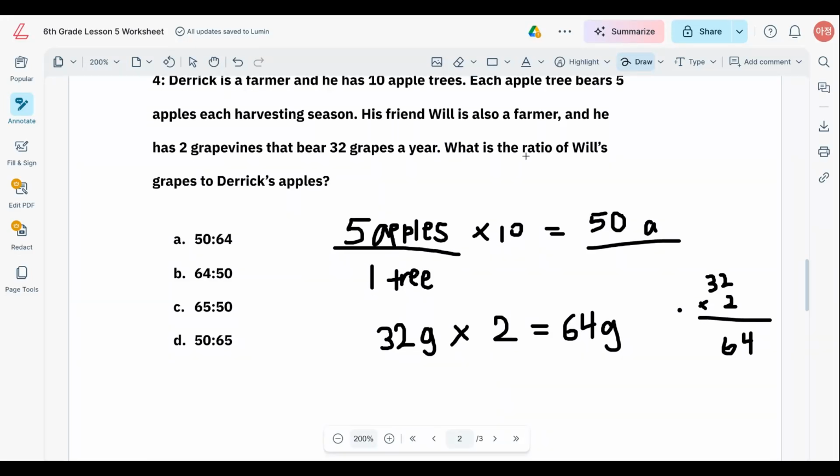So then the ratio of Will's grapes to Derek's apples. So remember, it's grapes to apples, and so that would be 64 to 50. And so B would be the correct answer. And that's it.